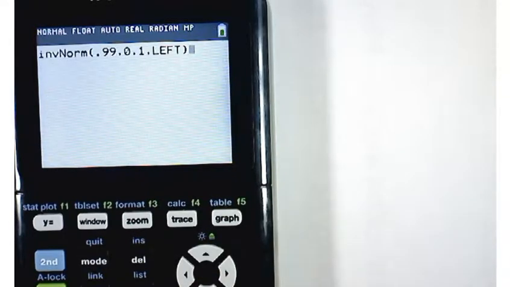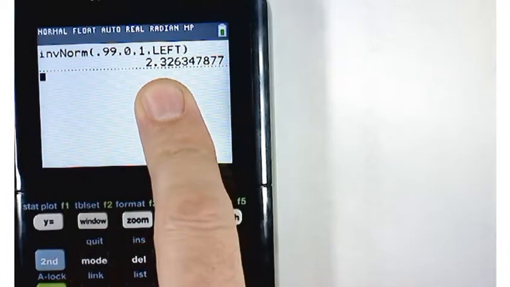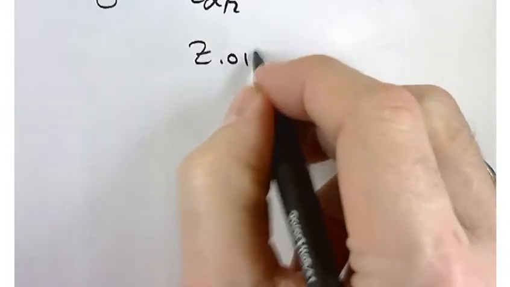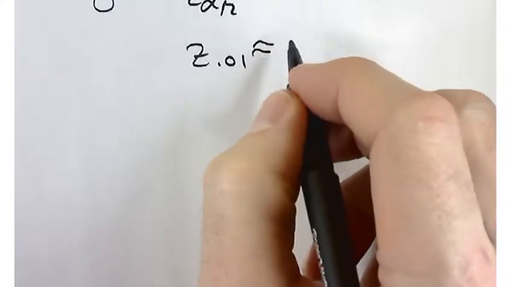And bam. This is what our command looks like. Nice. So 2.326, etc. That's going to be our value for z sub 0.99 or z sub 0.01.